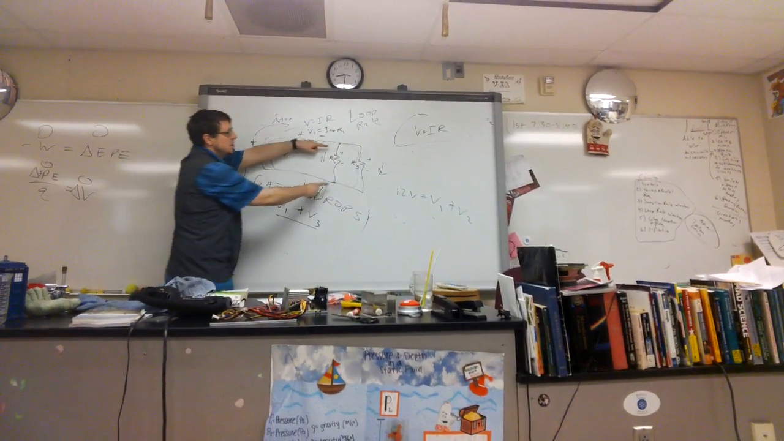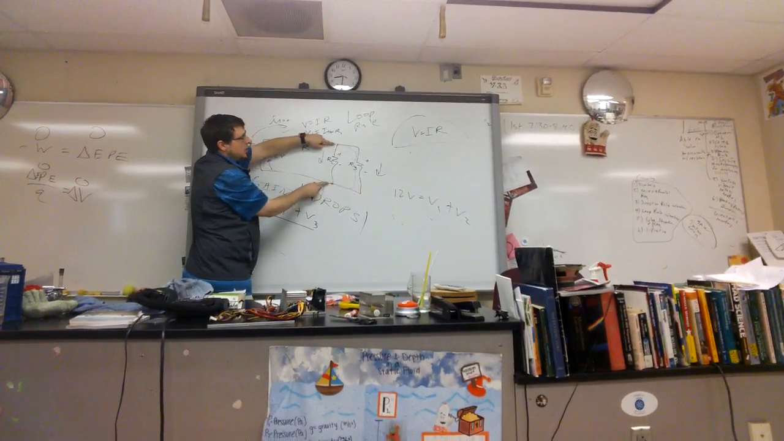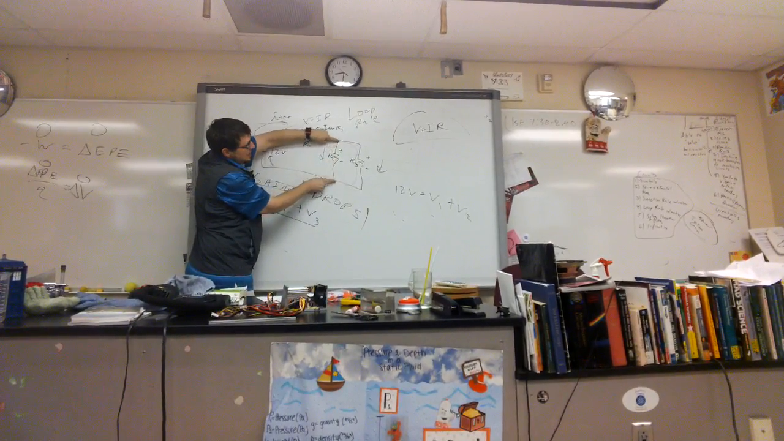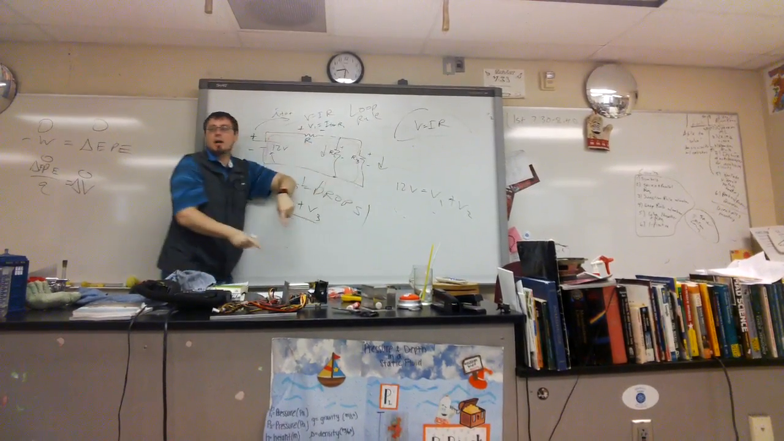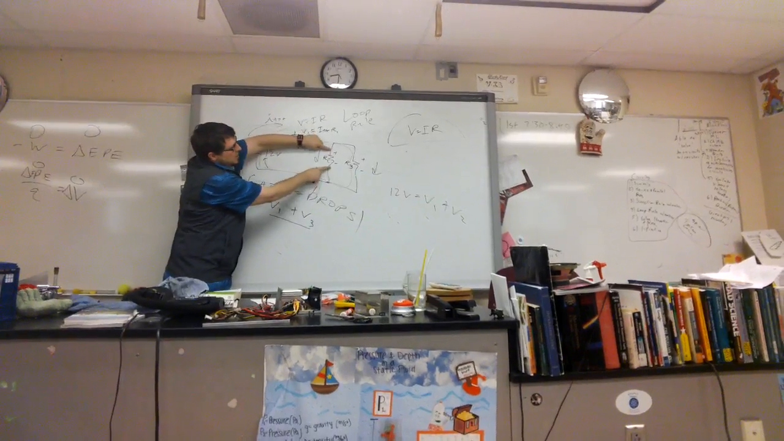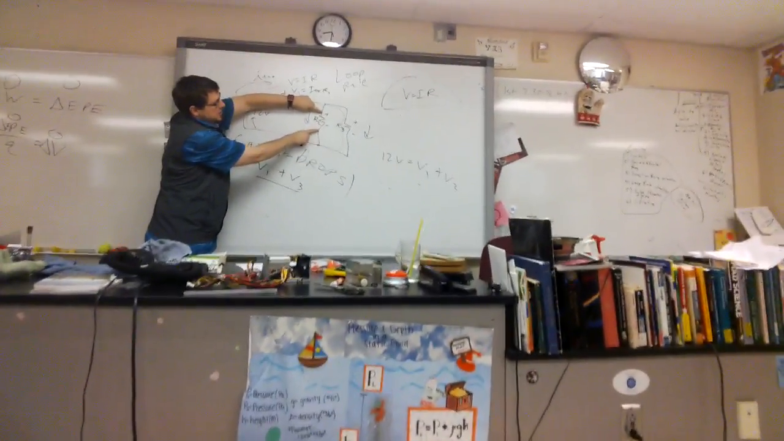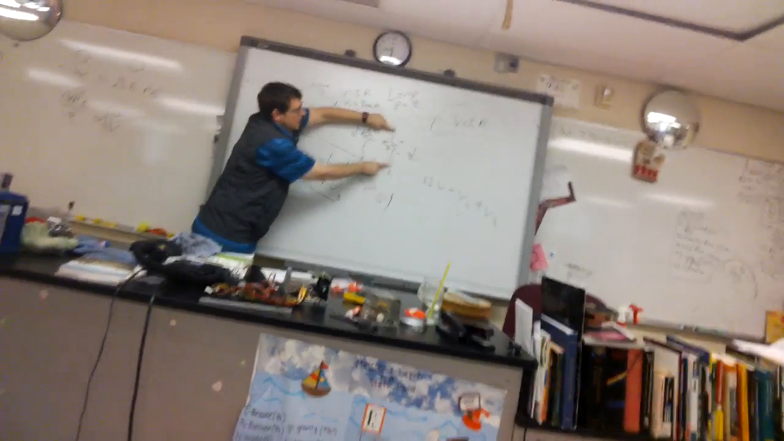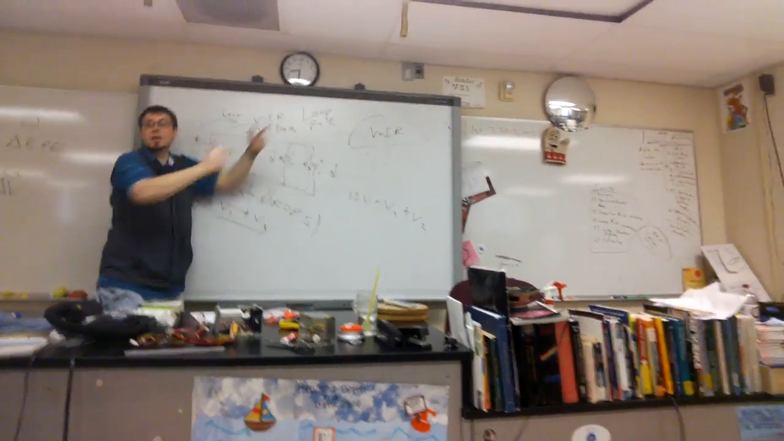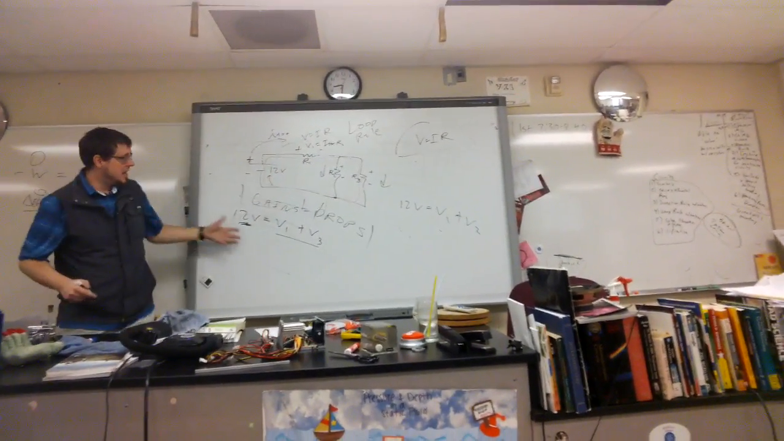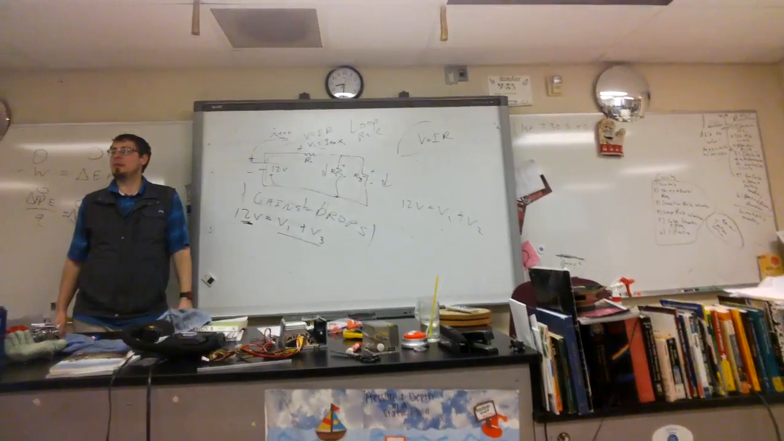Guess how R2 and R3 are hooked up? They're hooked up in parallel. Look, my fingers across R2, same potential difference here. All I'm moving across is wire. There are no components, so they're hooked up in parallel. They have the same potential difference. It's backed up here by the loop rule.